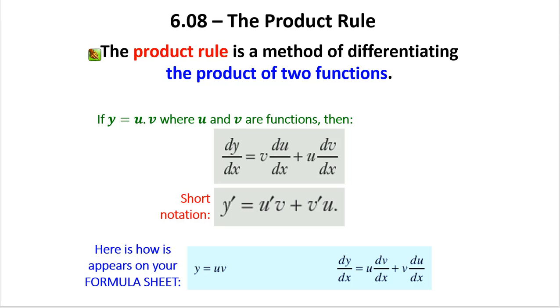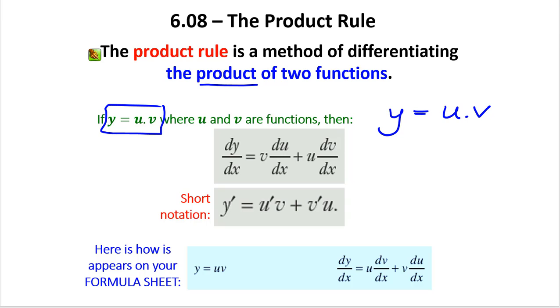The product rule, like the chain rule that we've done recently, is a method of differentiating. It's called the product rule because we're going to use it when we have a function that is the product of two functions. You can see here, if y equals u dot v, now these letters u and v are letters that you'll use quite commonly in calculus or any differentiation. So we've got some function u multiplied by some function v.